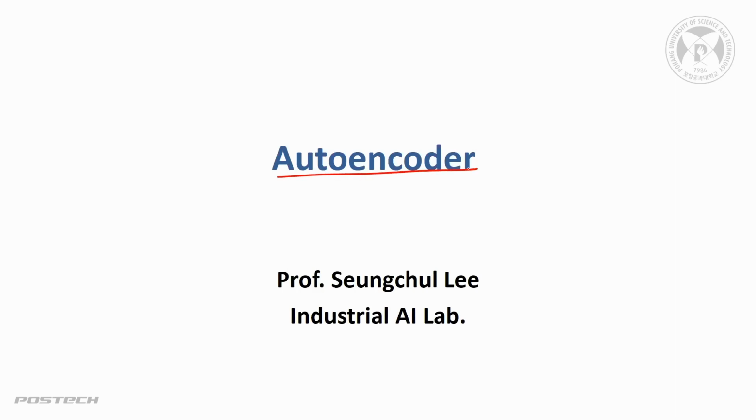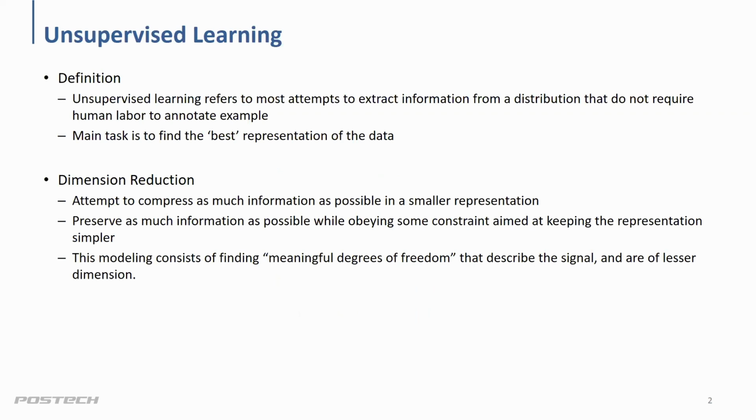Autoencoder is today's topic. We are done with artificial neural nets, and the next topic is autoencoder. I'm going to explain what it is. The first section's title is unsupervised learning.